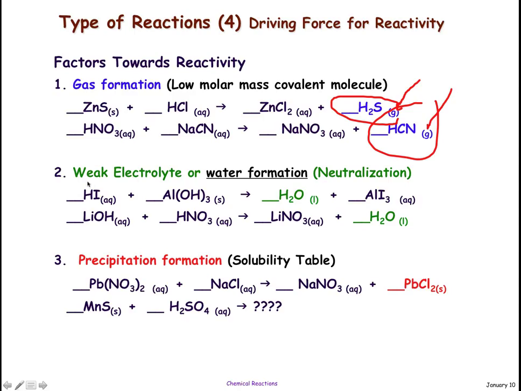Okay. Here, weak electrolyte. Weak electrolyte is nothing more than the formation of water. You can take it at that. And it usually involves an acid-base reaction. A weak electrolyte is another sign for acid-base chemistry that a reaction has taken place. Why do we call water a weak electrolyte? Well, that will be covered in acid-base chemistry.